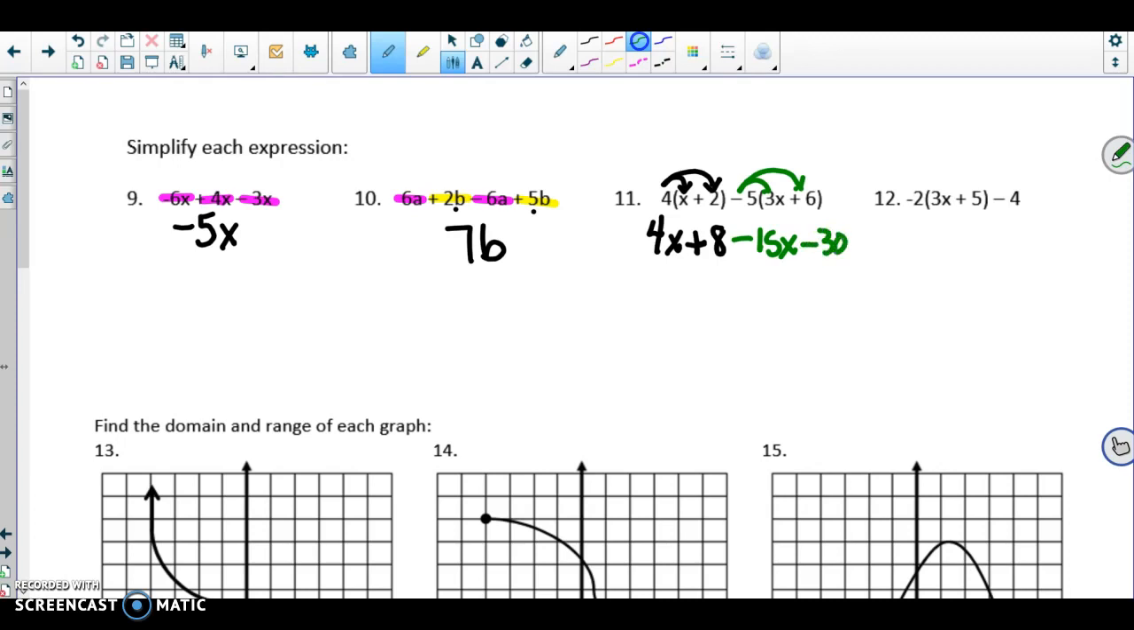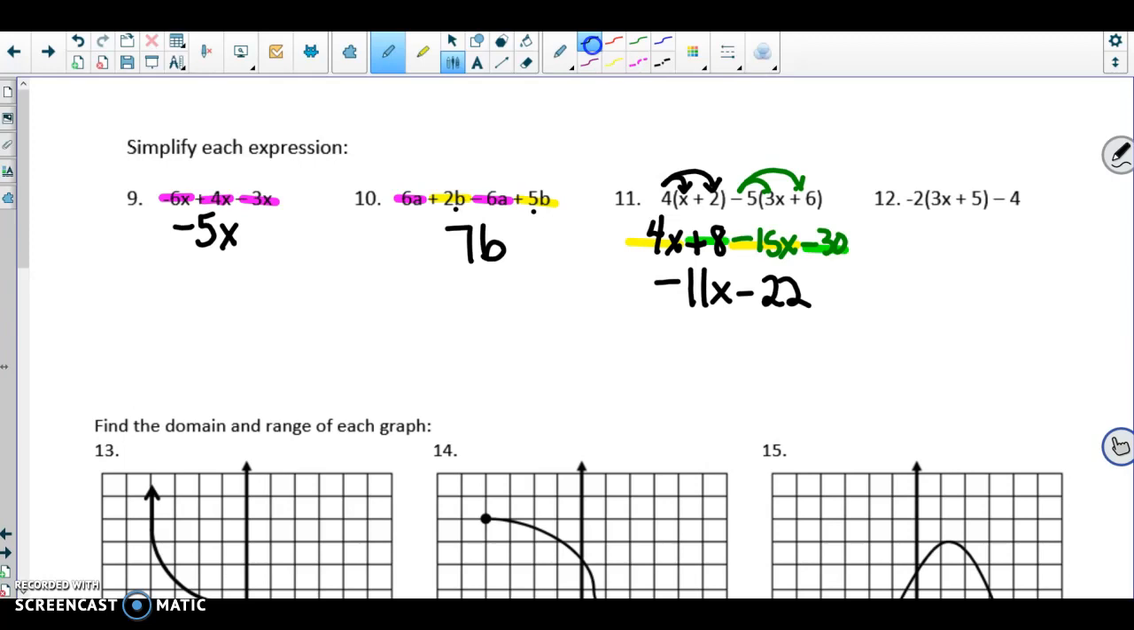Now I don't have any parentheses, so I can use my colors to figure out what goes with what. Here's my x's, so those will go together. And then I also have some constants. So I have this plus 8 and then negative 30. If I put those things together, the 4x and negative 15x, I would have negative 11x. The positive 8 and a negative 30, well, I'm going to subtract them because one's positive and one's negative, so I end up with negative 22. So negative 11x minus 22 in this case.